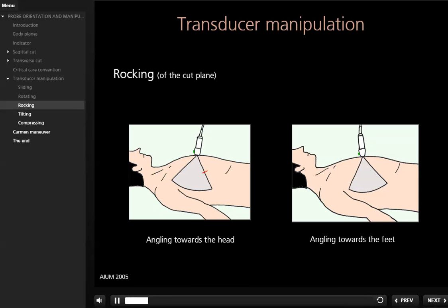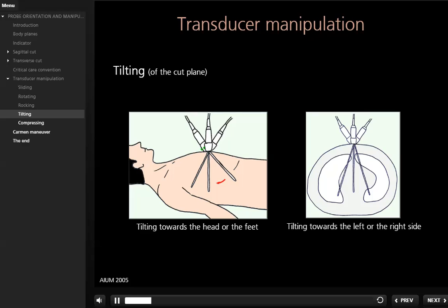Rocking the cut plane allows extending the field of view in one direction or another. For example, cephalic versus caudal, or right versus left. Rocking always refers to motion in the same plane. It may be compared to the pitch of a boat.